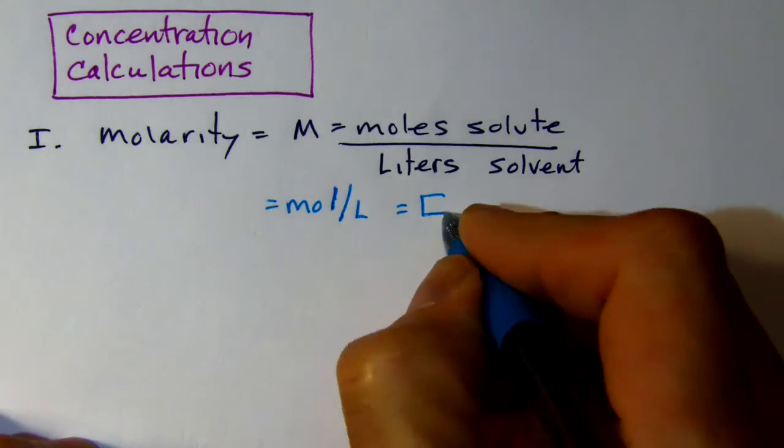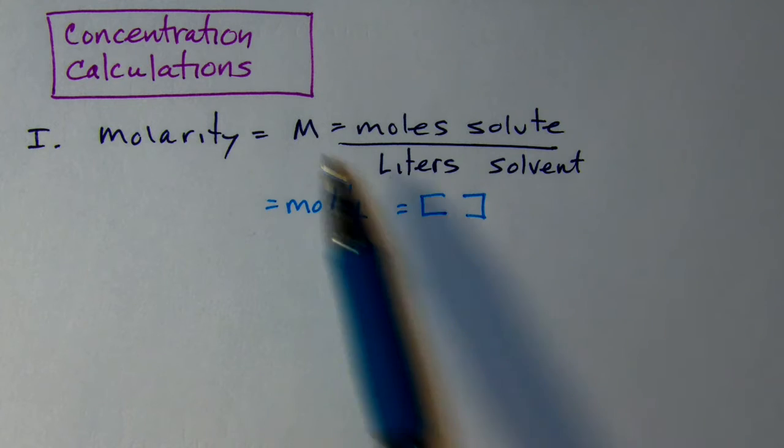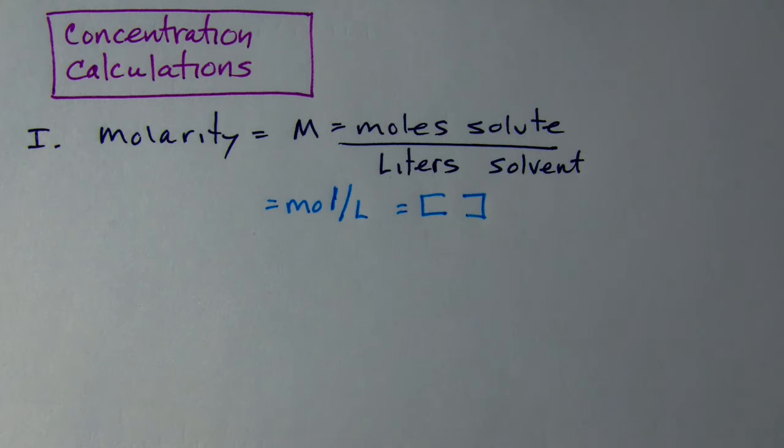Later on, you will find out that we use brackets. Brackets mean molarity or moles per liter. So just get used to these ideas that molarity is the most common way of describing concentration in chemistry. So I think it's probably easier if we just do a simple calculation and get started.